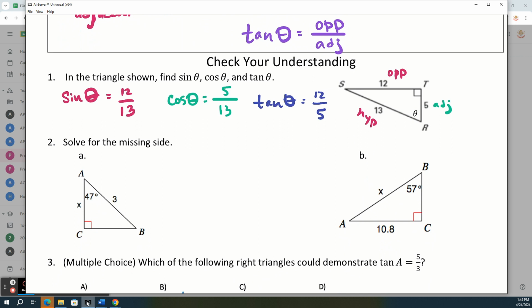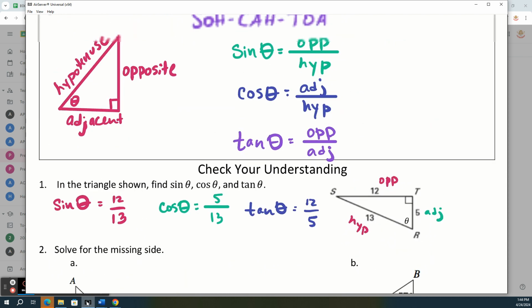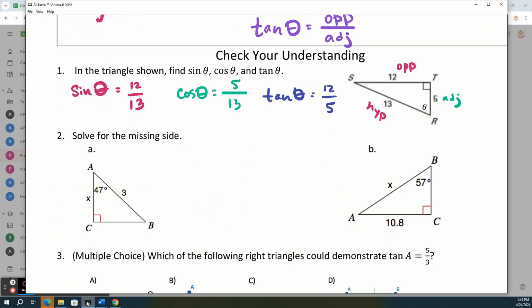All right, and then for number 2, we're going to find the missing sides. This is the part of the video where it looked like he was a PE teacher or a coach or something that was talking. And you have to decide which trig ratio to use depending on how the triangle is set up.